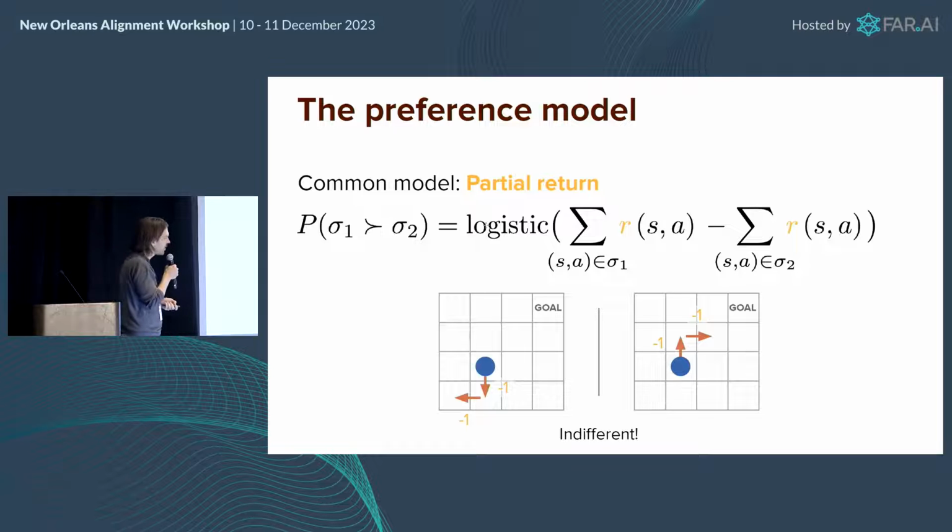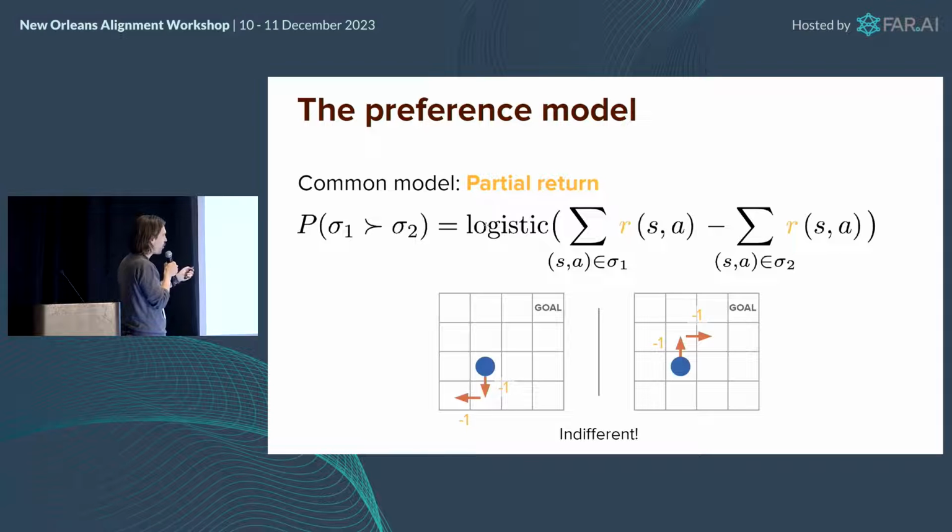We have a grid world. The purpose is to get to the goal as fast as possible. And so an aligned reward function is a time penalty of -1 every time step. Here, the sum of reward, the partial return, is the same. So this preference model is indifferent between these two trajectory segments, even though humans strongly tend to prefer the one on the right. If you prefer differently, please talk to me afterwards.